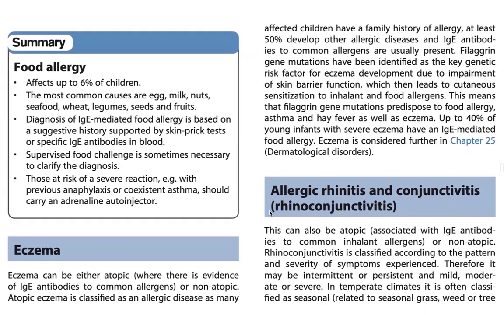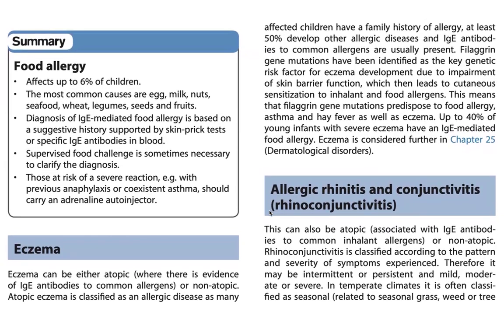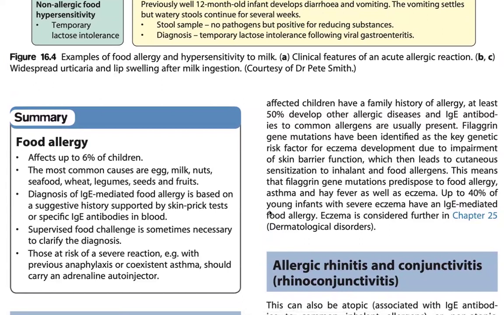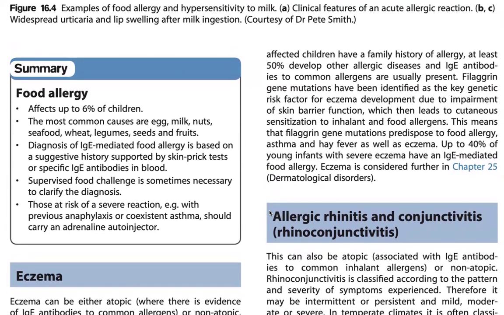Eczema can be either atopic, where there is evidence of IgE antibodies to common allergens, or non-atopic. Atopic eczema is classified as an allergic disease as many affected children have a family history of allergy. At least 80% develop other allergic diseases, and IgE antibodies to common allergens are usually present. Filaggrin gene mutations have been identified as a key genetic risk factor for eczema development. Impairment of skin barrier function leads to cutaneous sensitization to inhaled and food allergens. This means that filaggrin gene mutation predisposes to food allergy, asthma, and hay fever as well as eczema. Up to 40% of young infants with severe eczema have an IgE-mediated food allergy. Eczema is considered further elsewhere.